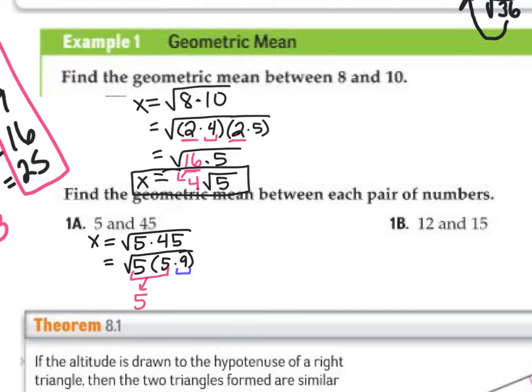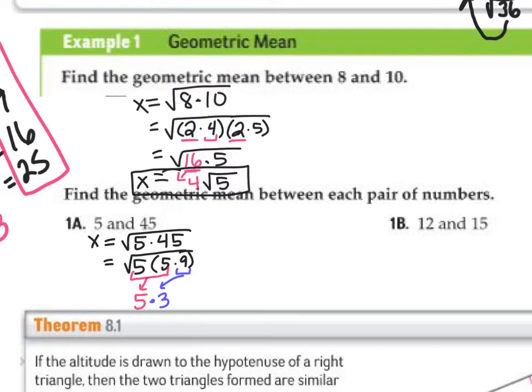So we have 5 times 3. Again, I'm taking the square root, so square root of 5 times 5 is the square root of 25. That becomes 5. The square root of 9 is 3.